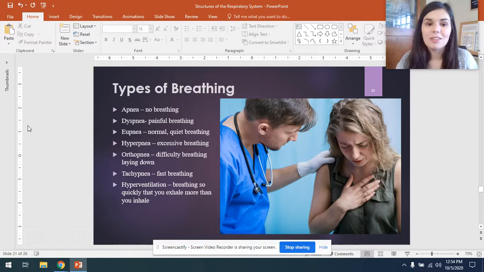Hyperpnea, that's hard to say, is excessive breathing. So this might lead to hyperventilation if you're breathing excessively. Orthopnea is the difficulty to breathe when lying down flat. Tachypnea is fast breathing. And then hyperventilation is when you are breathing so quickly that you are actually exhaling more air than you're able to inhale, which will eventually lead to you passing out.